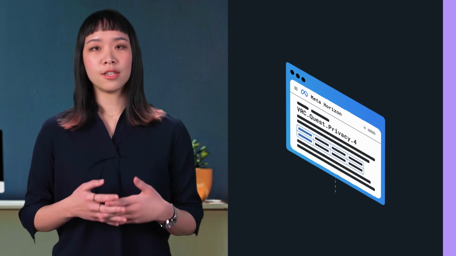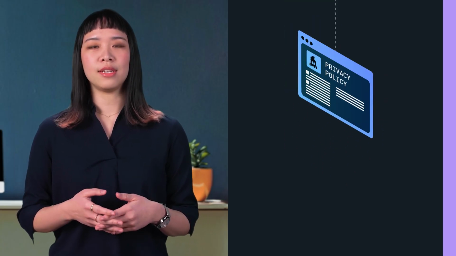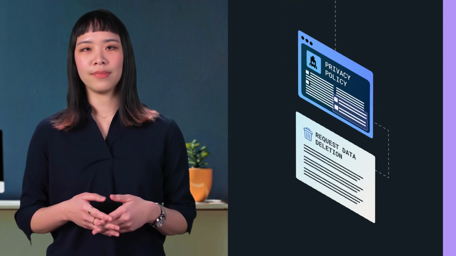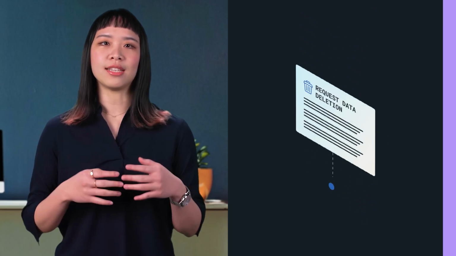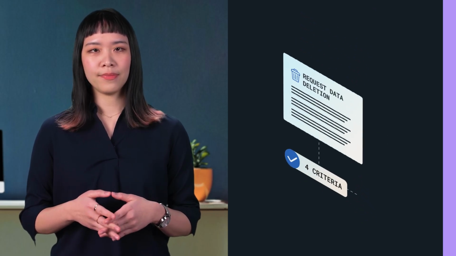Privacy.4 is all about making sure your privacy policy provides a clear process for users to request their data be deleted. Most often, apps fail this VRC because the clause is either missing altogether or does not adequately protect users' rights. To pass Privacy.4, start by confirming your policy includes a dedicated deletion clause. Then, make sure that section satisfies these 4 criteria.